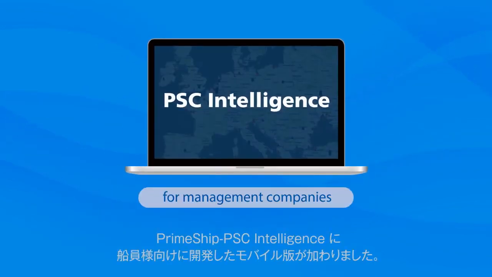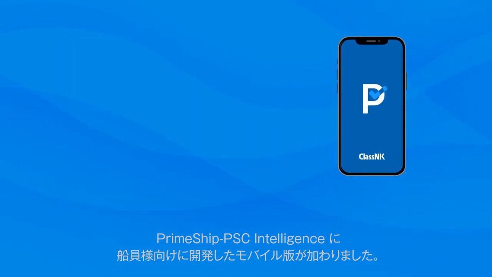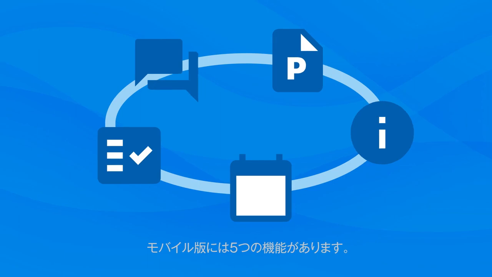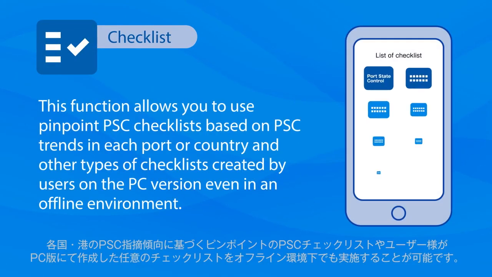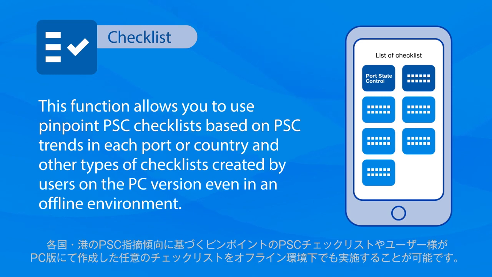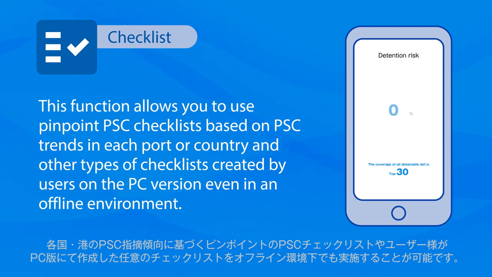Prime Ship PSC Intelligence now includes a mobile version developed for seafarers. The mobile version has 5 functions. Checklist. This function allows you to use pinpoint PSC checklists based on PSC trends in each port or country and other types of checklists created by users on the PC version, even in an offline environment.